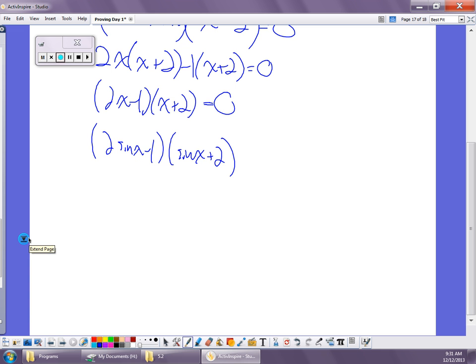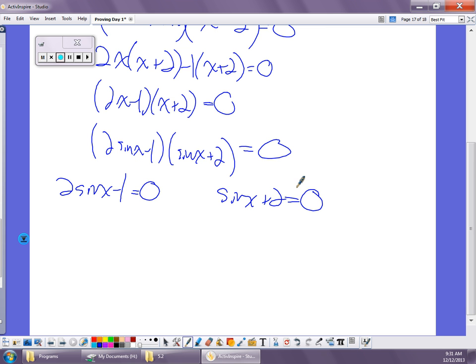So I set now both of these separately equal to 0. So 2 sine x minus 1 equals 0, and sine x plus 2 equals 0. So I add 1, divide by 2. Sine x equals 1/2. Where does that occur? 30 degrees. And where else is sine positive?